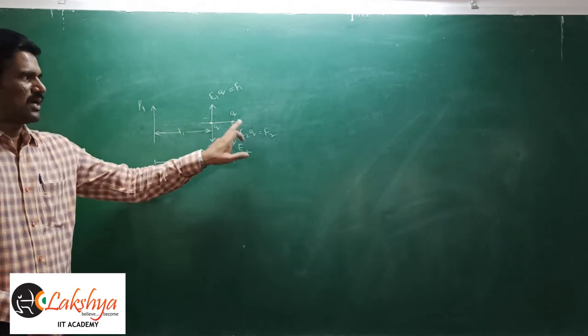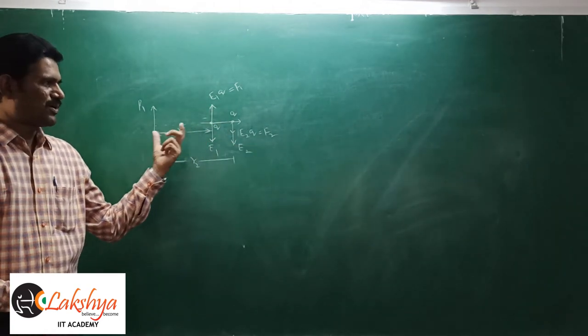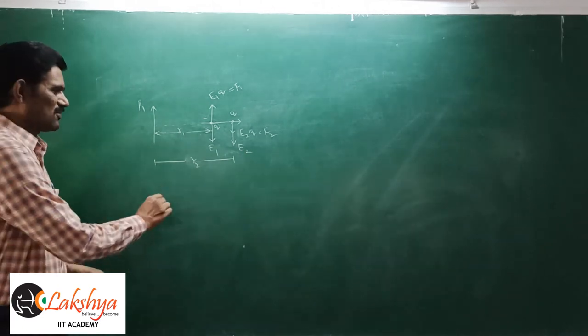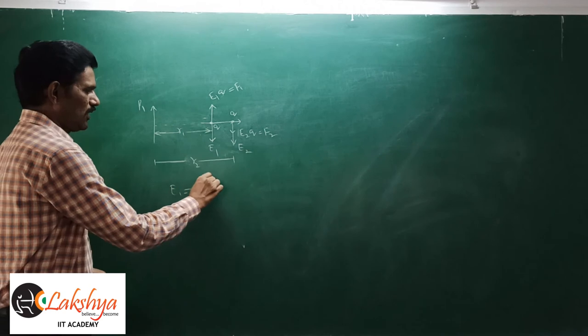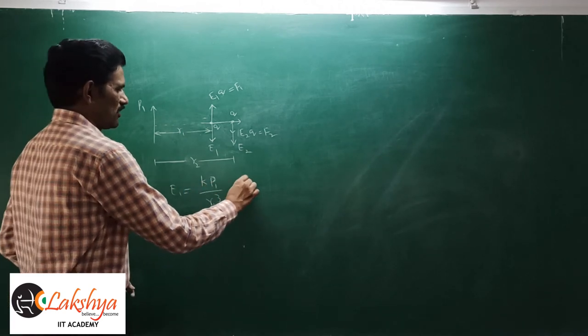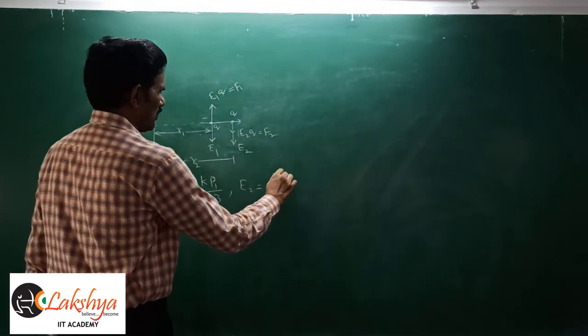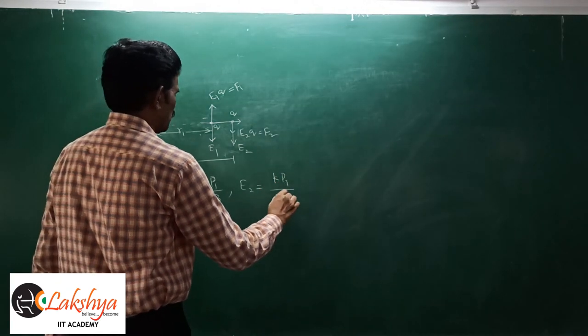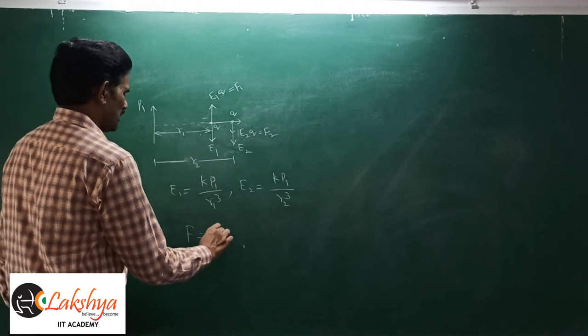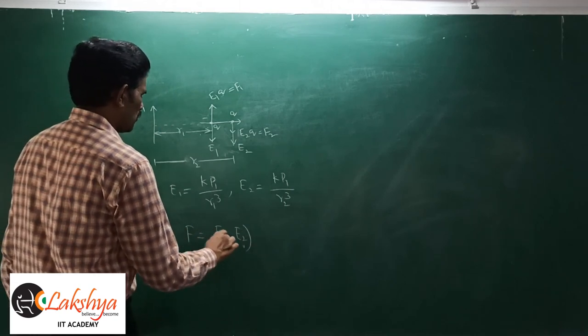Because these two are unequal, since the distance of the positive charge and negative charge is different. So we need to write like this, where E1 is given by KP1 by R1 cube, and E2 is given by KP by R2 cube. Therefore our net force is nothing but E1 minus E2 into Q.